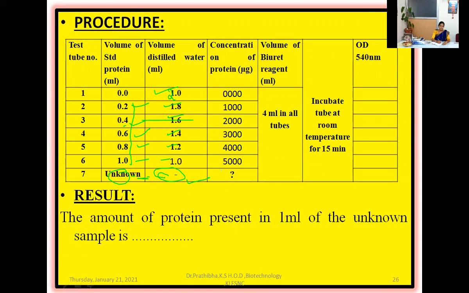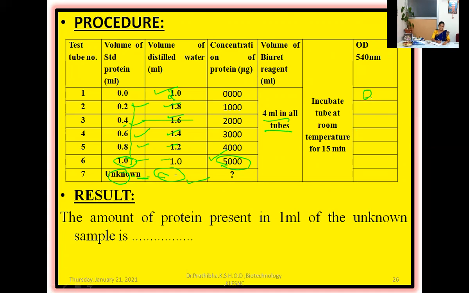Then what is the concentration in this particular method you have taken, of the protein solution? We have taken 5000 microgram per ml. In DNS, we took 1000 microgram per ml, whereas here the protein, that is BSA, bovine serum albumin, we have taken at 5000 microgram per ml. Once the water is made up, add 4 ml of biuret reagent to all the test tubes. Then incubate at room temperature for 15 minutes, then take the OD.